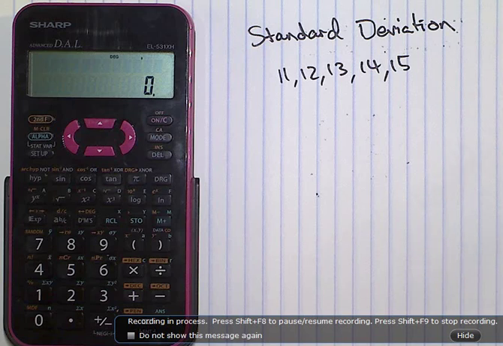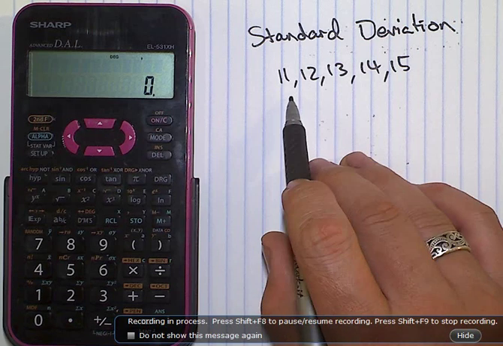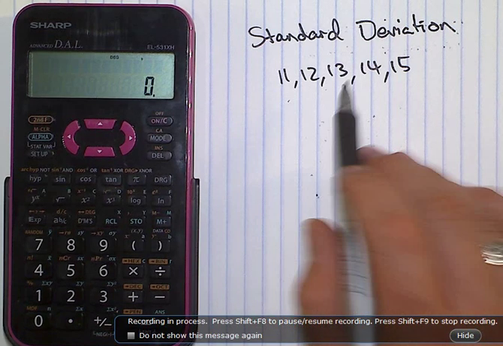Okay, so in this tutorial we're going to be looking at calculating the mean, standard deviation and sample standard deviation of a small set of numbers using the Sharp calculators. Previous Sharp calculators have the same method of finding stuff, they just have a different look to them. So for this set we're going to be using these numbers, 11, 12, 13, 14 and 15.